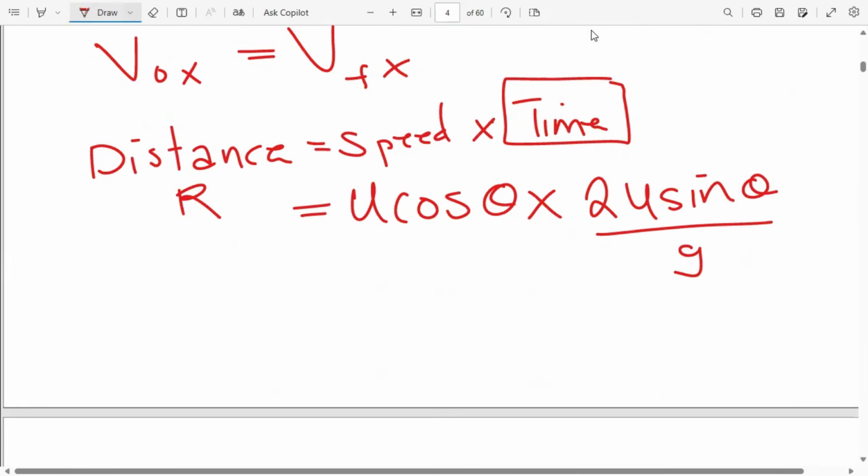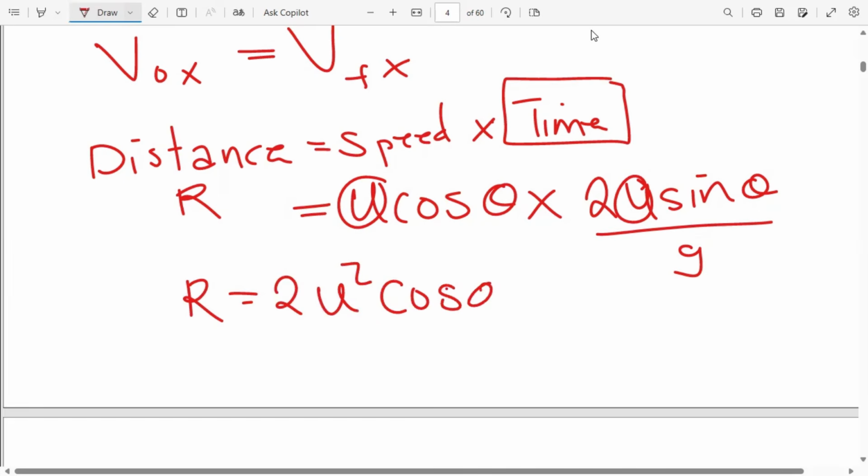And what am I going to end up with? I'm multiplying u and u here. That means I'm going to have u squared, which means this equation is going to translate into 2 u squared cos theta sine theta, like this, over g. This is the equation we use for calculating range.